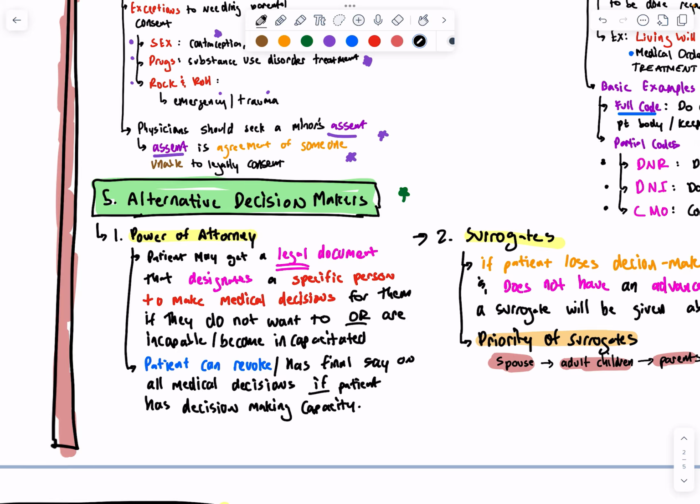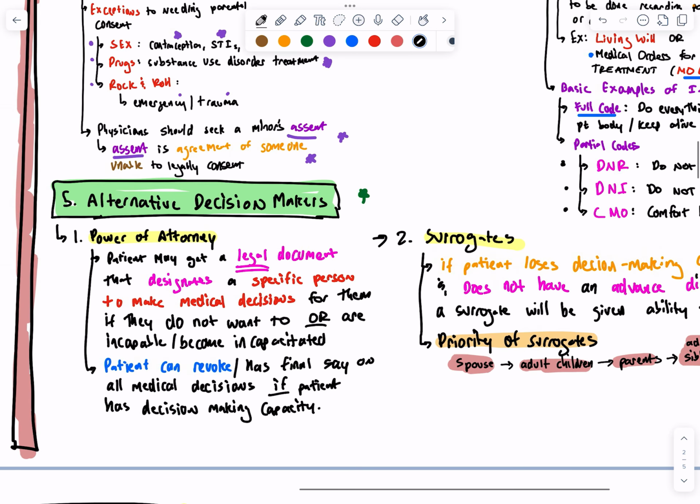All right, alternative decision makers. This is a good one. So power of attorney. This is a legal document where they're saying, I would like to specify a specific person to make medical decision making for the patient. And this is if they don't want to make the medical decisions or if they're incapacitated.